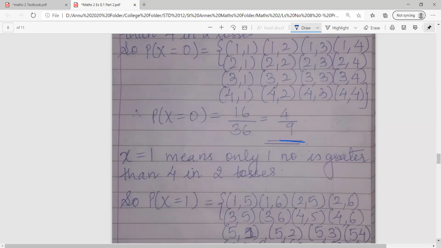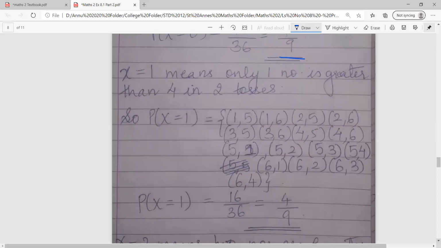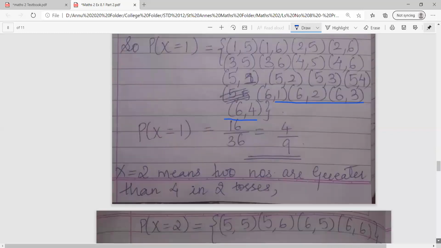Now X is equal to 1 means only one number is greater than 4 in the two tosses, correct? So you can take 1, 5, 1, 6, 2, 5, 2, 6, 3, 5, 3, 6, 4, 5, 4, 6. Then 5, 1, 5, 2, 5, 3, 5, 4 because only one number is greater than 4. So you cannot take 5, 5 and 5, 6 because both are greater than 4. Correct? In the similar manner 6, 1, 6, 2, 6, 3, 6, 4 because एक ही number 4 से बड़ा है और एक 4 से छोटा है. So again there are 16 outcomes. So 16 upon 36, 4 by 9.